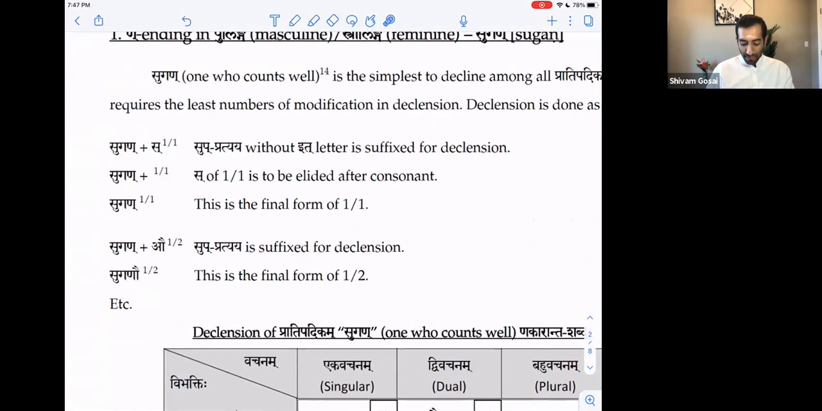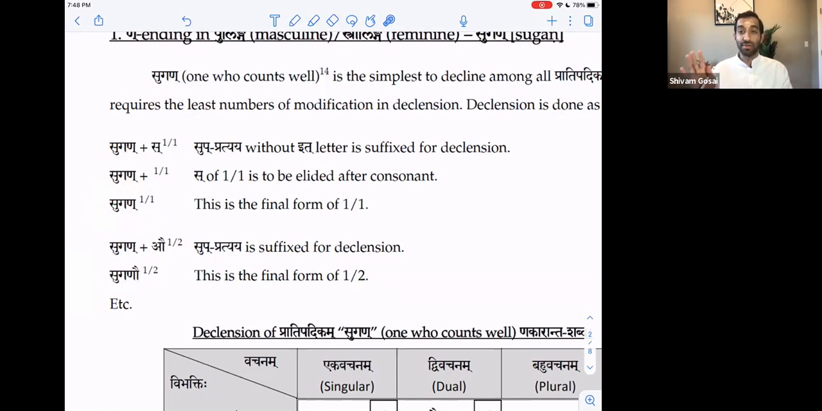In 1-1, this sakara is removed when it's after a consonant. So when the sakara is after a consonant, it's going to just be removed, elided. So it comes and goes. It blesses it and says, now you are Subanta, and then disappears. It comes and then it's elided because of a specific rule, but it's because it's after a consonant. So the final 1-1 form is Sugan.